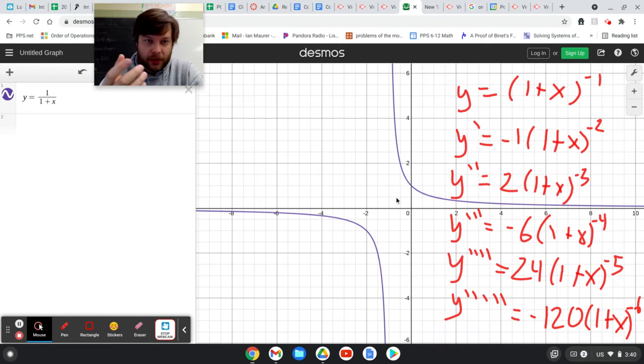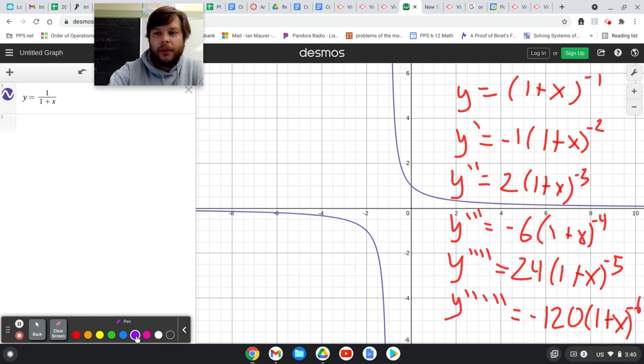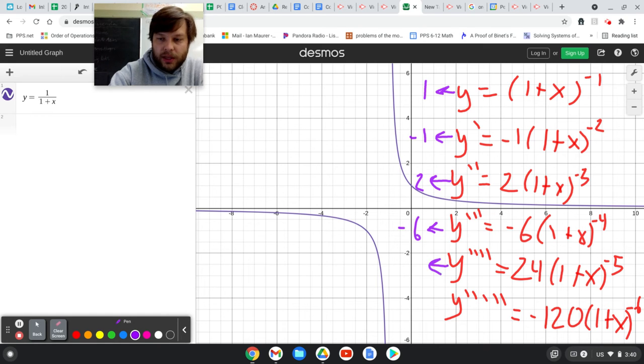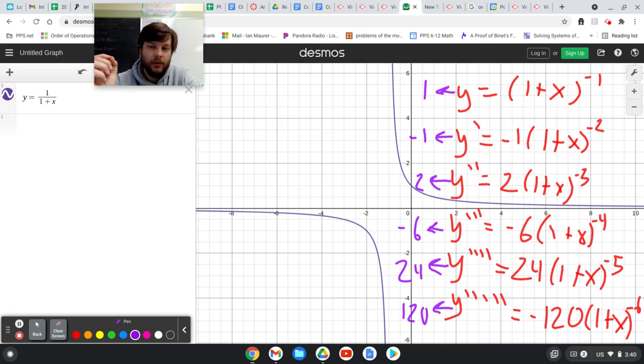Now, what I'm going to do, because it's a Maclaurin series, is plug in 0 to each of these. And let's just write that value in purple. So when we had 0, what did we get? 1. When we had 0, what did we get? Negative 1. When we plug in 0, we get 2. When we plug in 0, we get negative 6. When we plug in 0, we get 24. When we plug in 0, we get 120. So that's going to be the values that I use to construct my Maclaurin series.